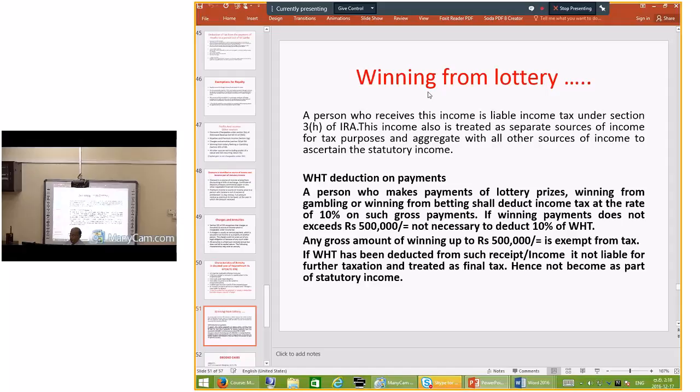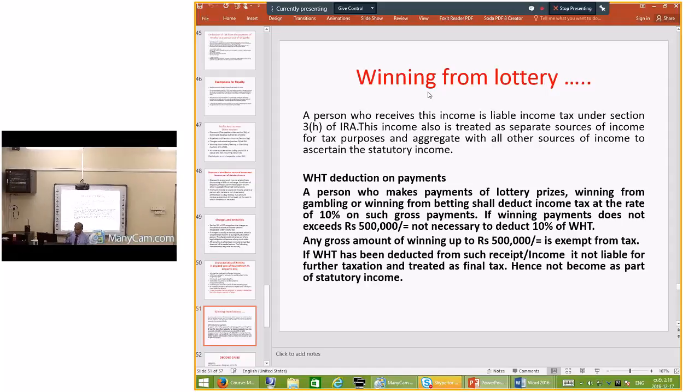Profit and income now include varieties of profit, trade, employment, and rent. Now we come to winnings from lottery, betting, and gambling also. In the hand of the individual, 10% is deducted, with no further taxation. Normally a Sri Lankan individual's income is taxed up to 24%.